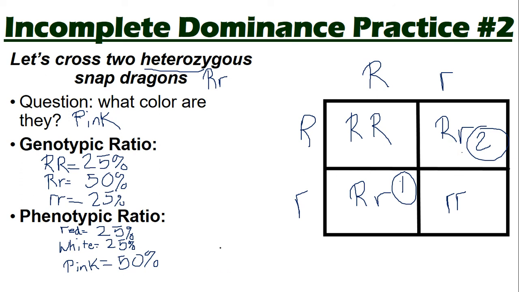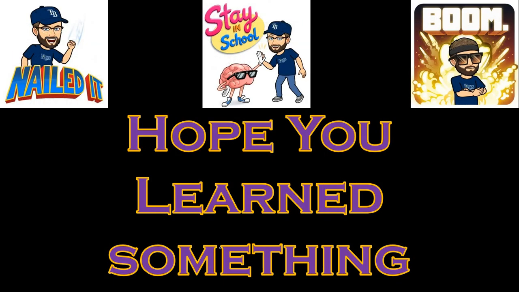But this is incomplete dominance. As you noticed, there are now 3 phenotypes instead of the 2 from when you just did complete dominance. I really hope you learned something today. I would go practice a little bit more.